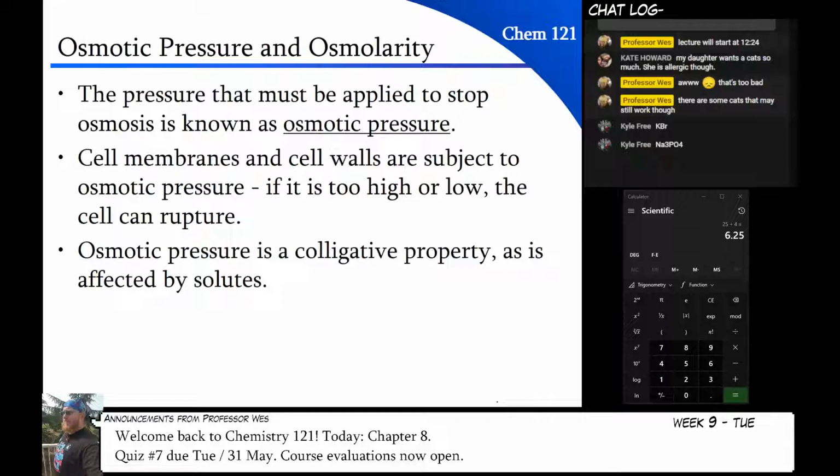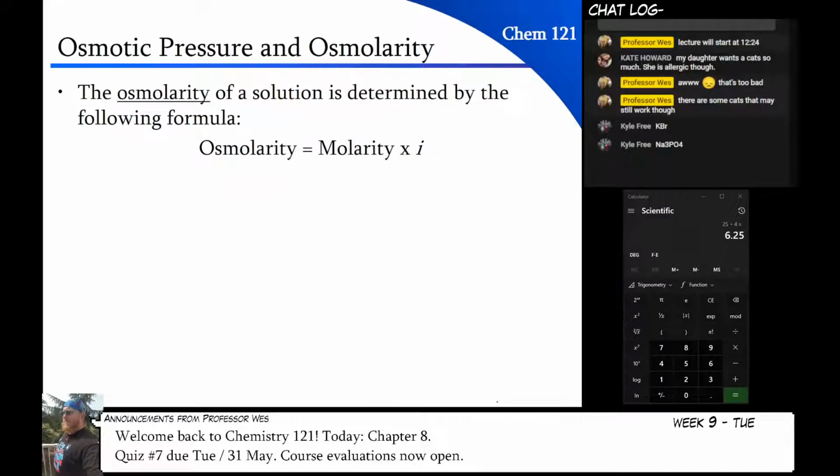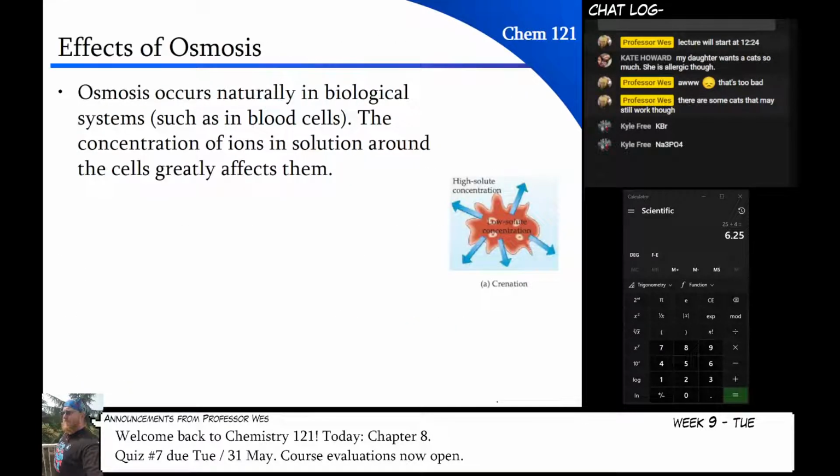Now, because the amount of solute affects the concentration of the solutions and thus how much water moves through a barrier, osmotic pressure must be a colligative property. The more salt there is, the higher the concentration, the more the solution is affected in terms of osmosis. Let's look at two ways that this can be detrimental to the health of your cells. We're going to come back to this formula in just a second.